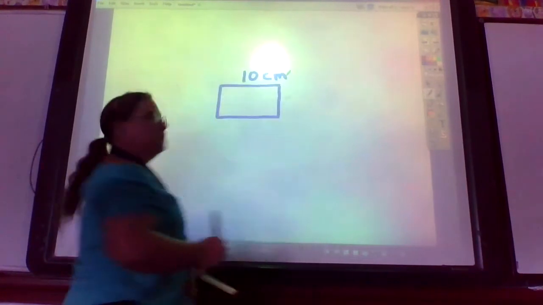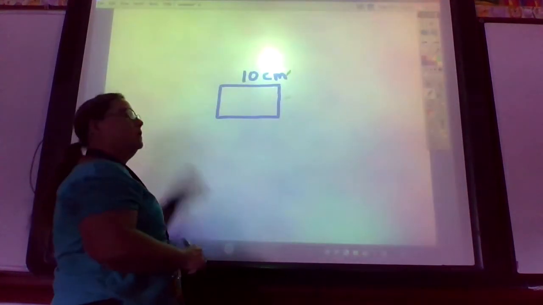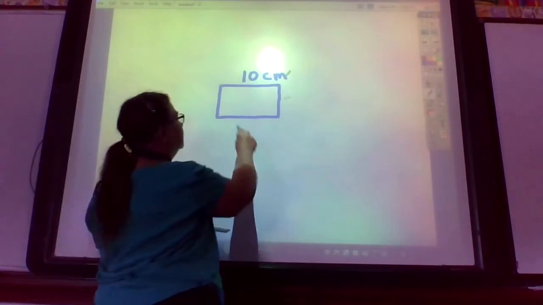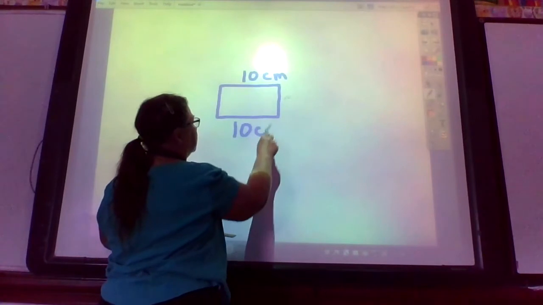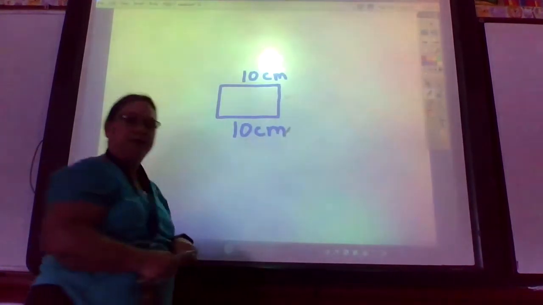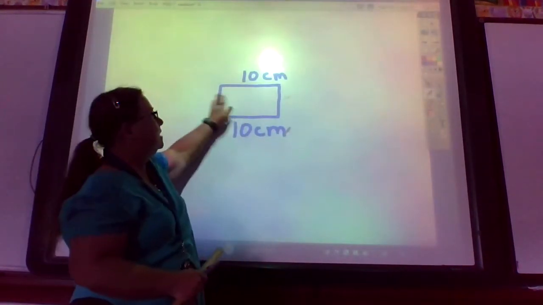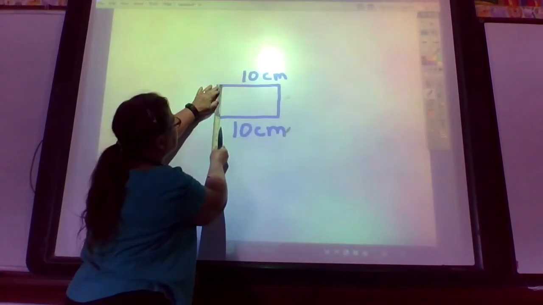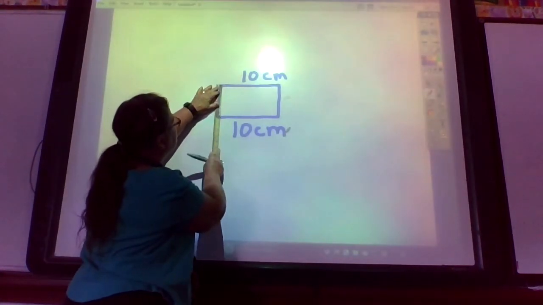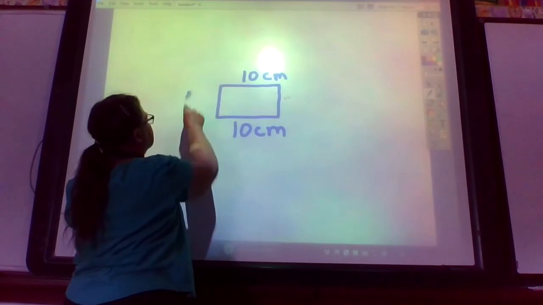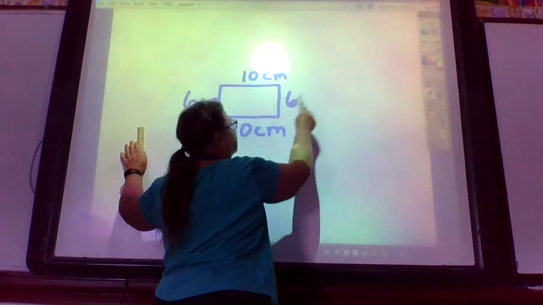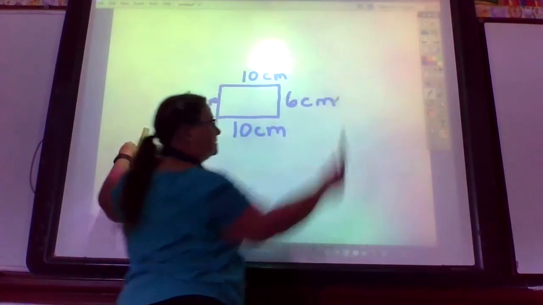Well, if this is a rectangle, then this side would also be 10 centimeters. Because in a rectangle, these two sides are the same and these are the same. So let me see what this side is. There again, I'm going to measure right at the end point, and this side is 6 centimeters. So this side is 6 centimeters.